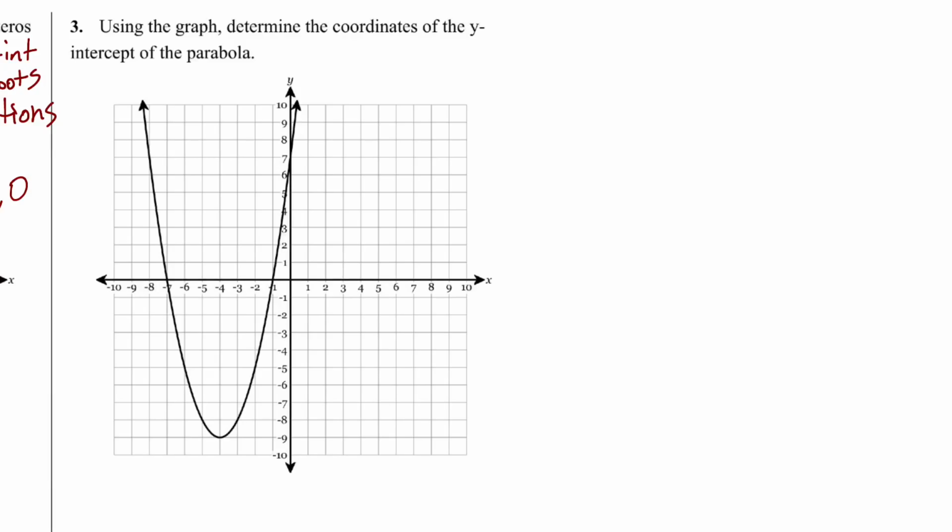Next up, the y-intercept. That's this point here, (0, 6). That's where the graph crosses the y-axis.